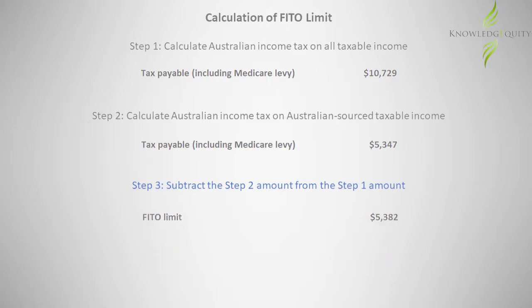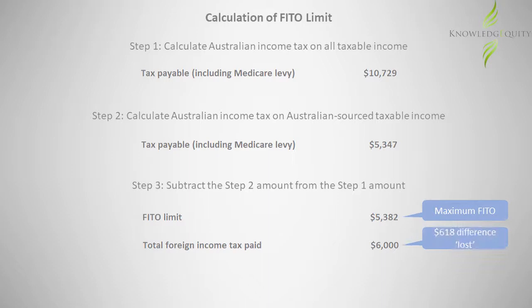In this case, his offset limit is less than the actual amount of foreign income tax paid, and unfortunately for Joseph, the difference is not refunded or carried forward.